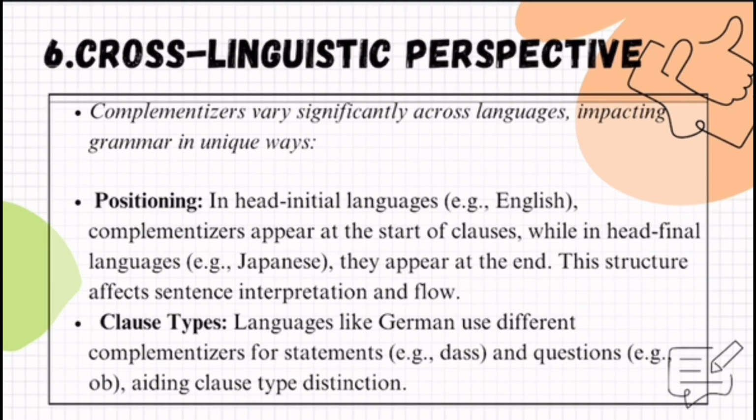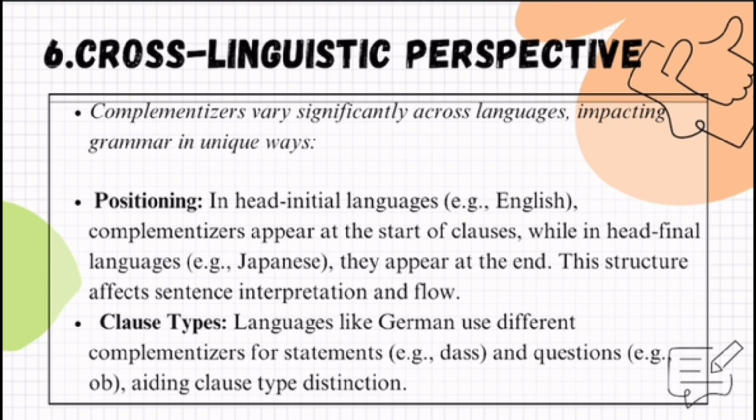I will discuss the cross-linguistic perspective. Complementizers vary significantly across languages, impacting grammar in unique ways. The first is positioning. In initial languages, for example English, complementizers appear at the start of a clause, while in final languages like Japanese, they appear at the end. This structure affects sentence interpretation and flow.